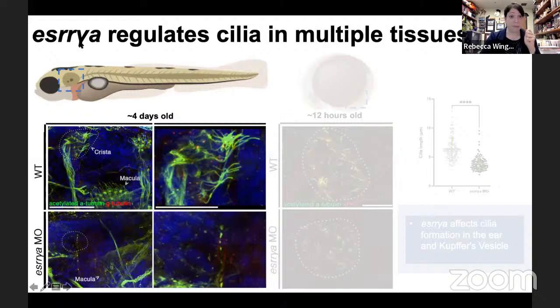So in that otic vesicle, so in that ear where there are cilia in different functional regions of that ear, both of these are termed the crista and the macula. In the case of the wild types, these are ciliated, beautifully ciliated.